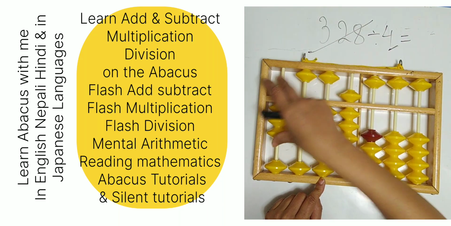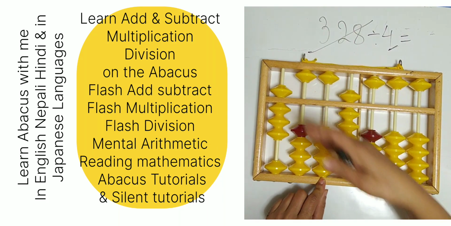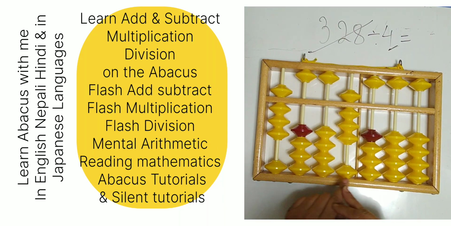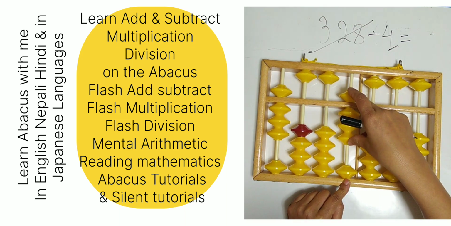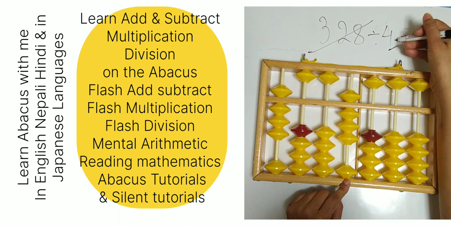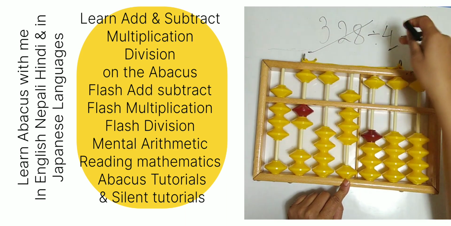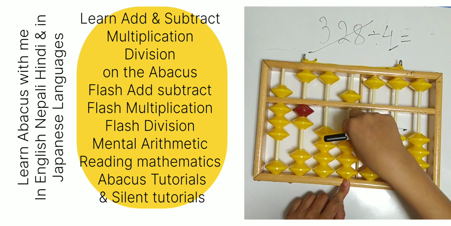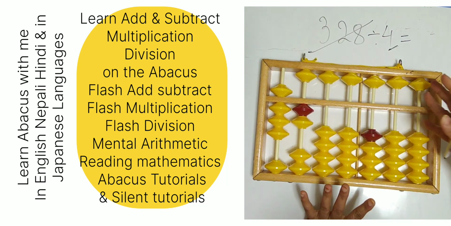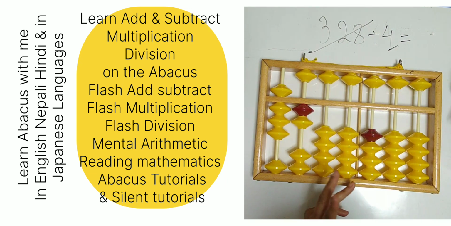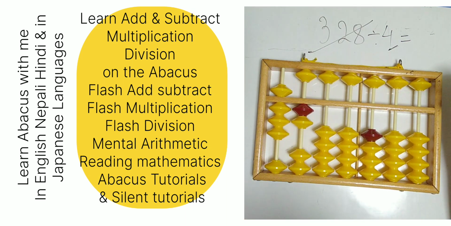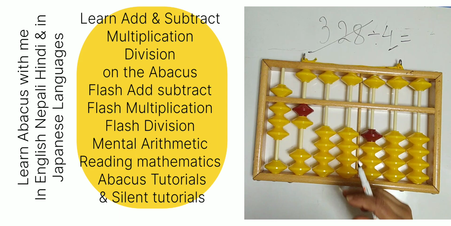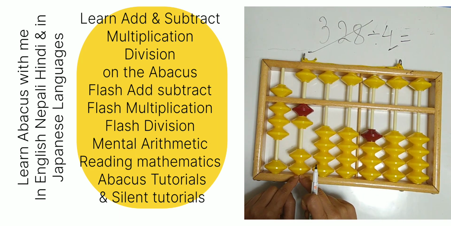4 8s are 32. You have to remove that dividend. And next is 8. 8 divided by 4, your answer is 2. 4 2s are 8. And our question is finished. And this is our answer. And our answer is always finished on the marked dot.